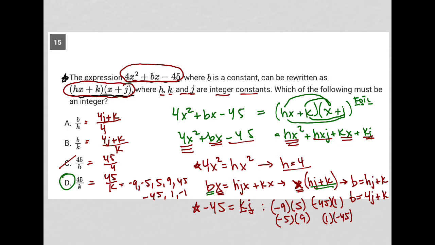There may have been a faster way to get there now that I'm looking at it, but I'm glad that I did the video this way because it just explains exactly how to break this stuff down, how to connect these two things together, and how to connect each part, right? The 4x squared to the hx squared, the bx to this middle term here, the negative 45 to the kj. They all match up together.